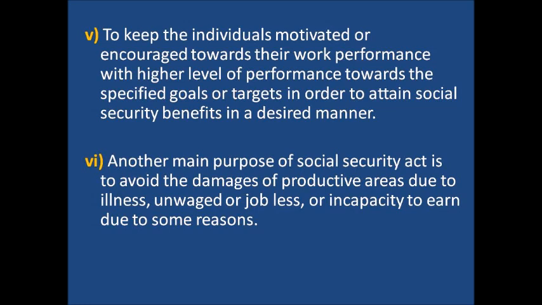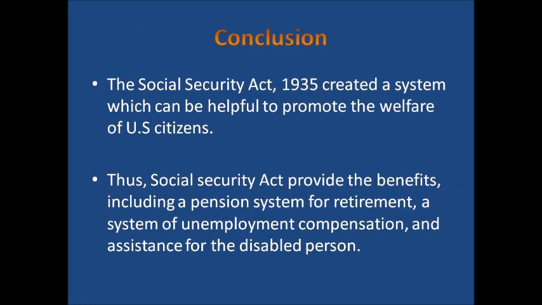Now, let's see the conclusion of Social Security Act. The Social Security Act 1935 created a system which can be helpful to promote the welfare of US citizens. Thus, Social Security Act provides the benefits including a pension system for retirement, a system of unemployment compensation and assistance for the disabled persons. So, we can say Social Security Act established a system of old age benefits for workers, for victims of industrial accidents, unemployment insurance, aid for dependent mothers and children, the blind and the physically handicapped by providing them financial help or in-kind benefits.